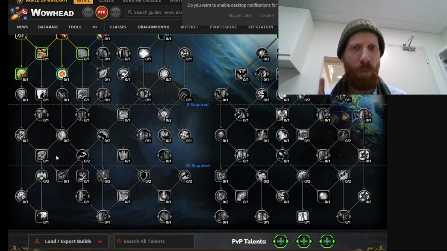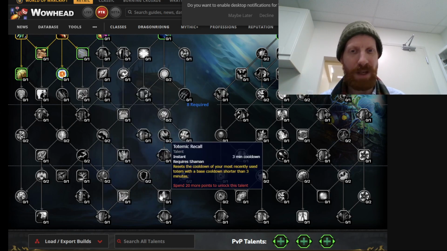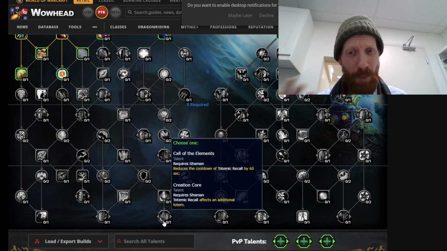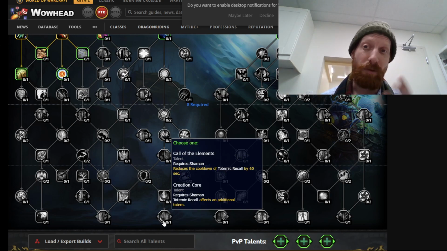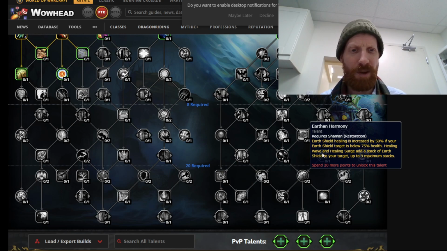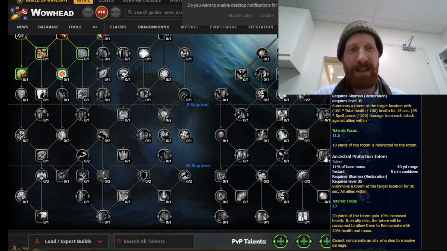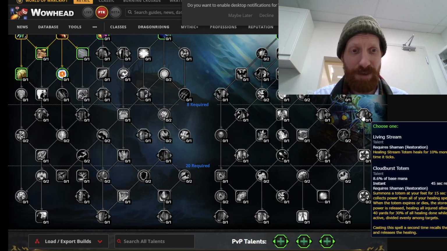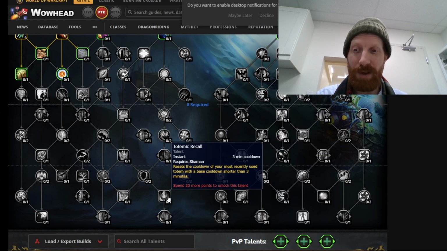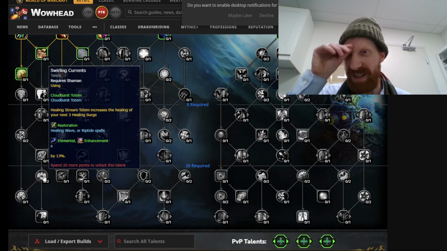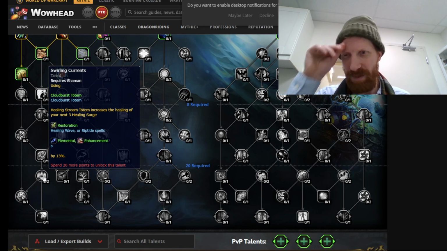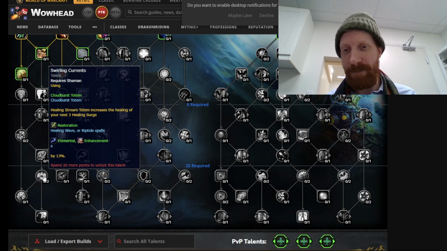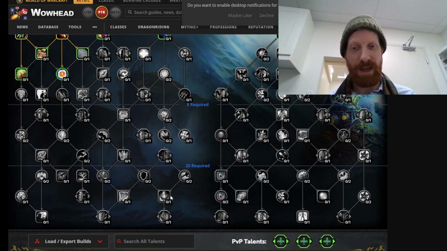Here's the problem. What do you use Totemic Recall on? What should you use Call of the Elements or Creation Core on? The only option really that makes sense is Earth and Wall Totem for Resto Shaman. But Healing Stream Totem and Cloudburst Totem are really quite good targets for this spell. The problem really is you don't want to waste it with Swirling Currents. So Swirling Currents is fine if you just avoid using this mechanic altogether.